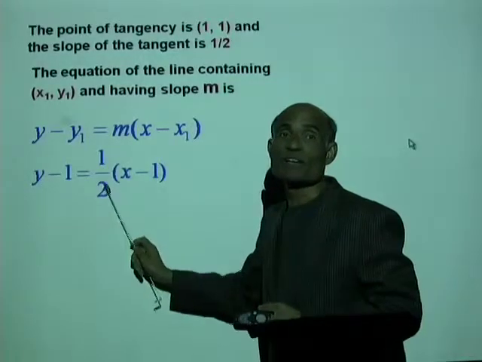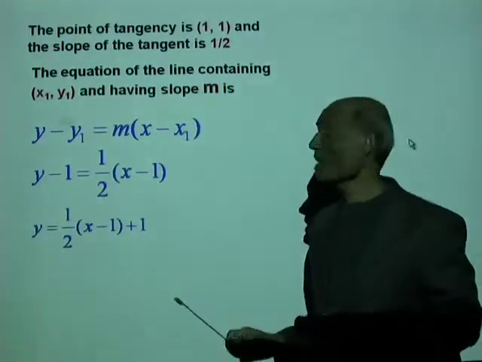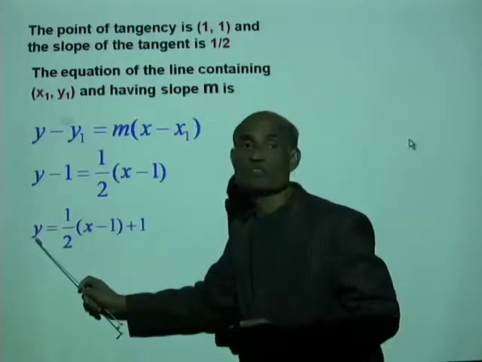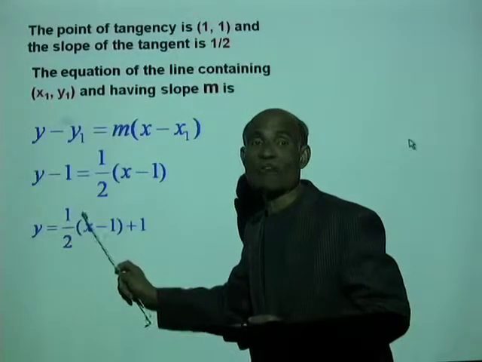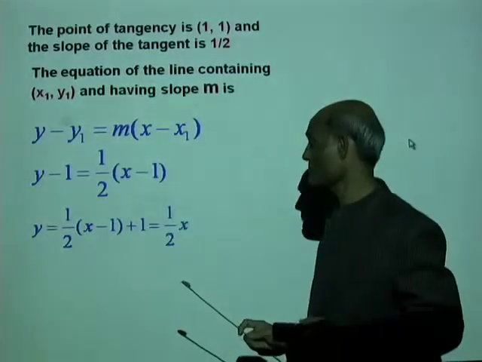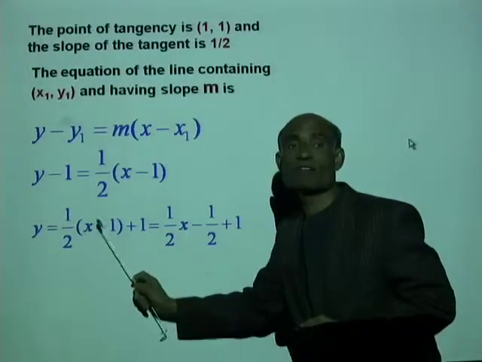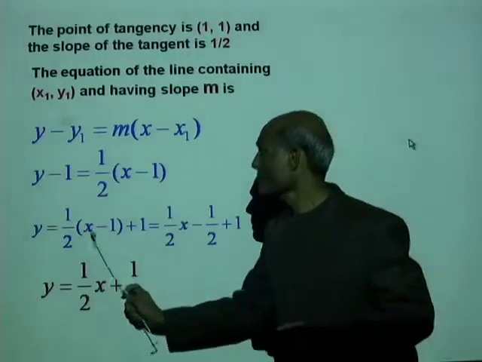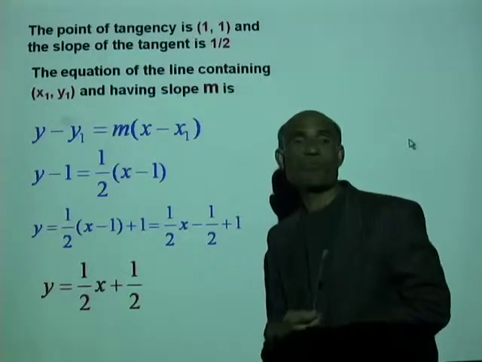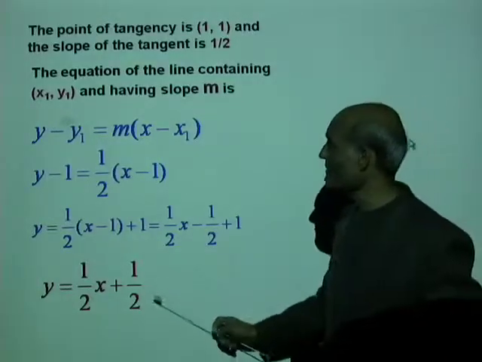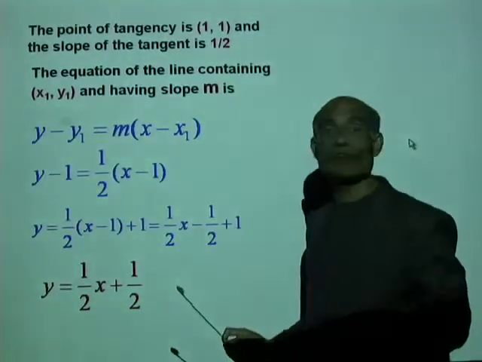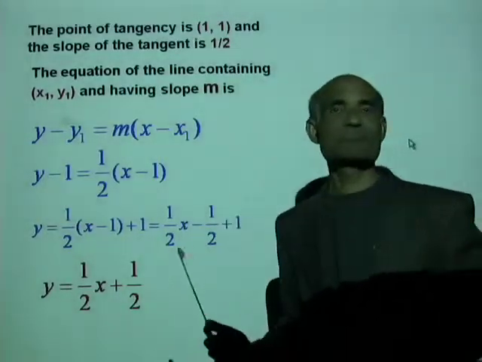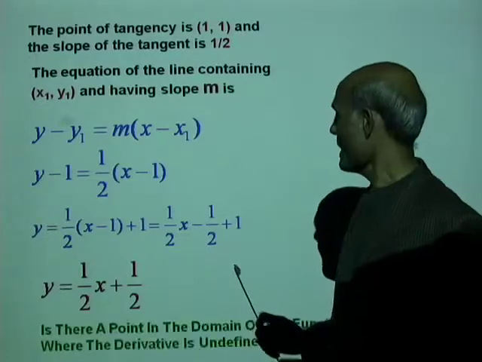y minus 1 equal to 1/2 times x minus 1, and take the 1 to the right hand side, we get y equal to 1/2 of x minus 1, plus 1. Distribute that 1/2, that will be 1/2 x minus 1/2, which simplifies to y equal to 1/2 x plus 1/2, and this is the equation of the line. And this is the equation that we saw in the graph that I produced in the previous slide. Okay.